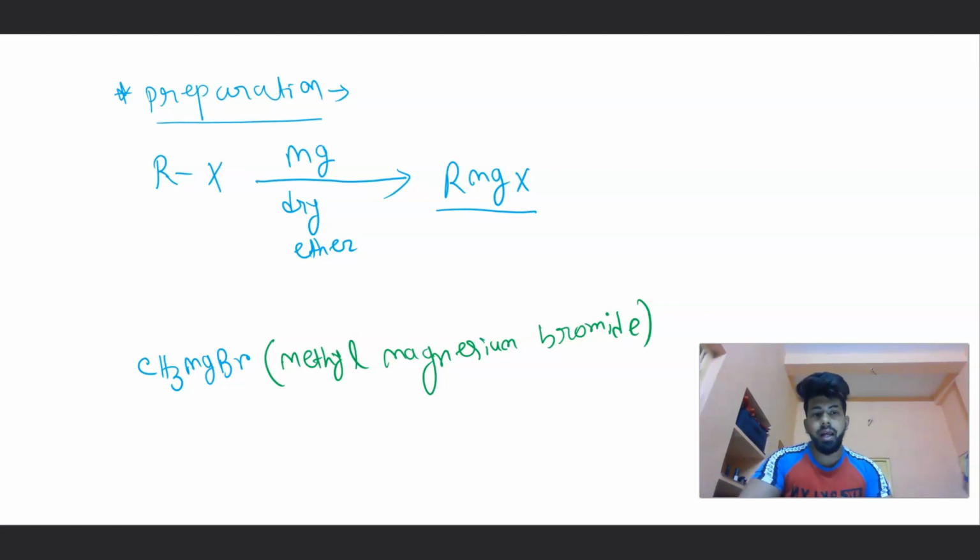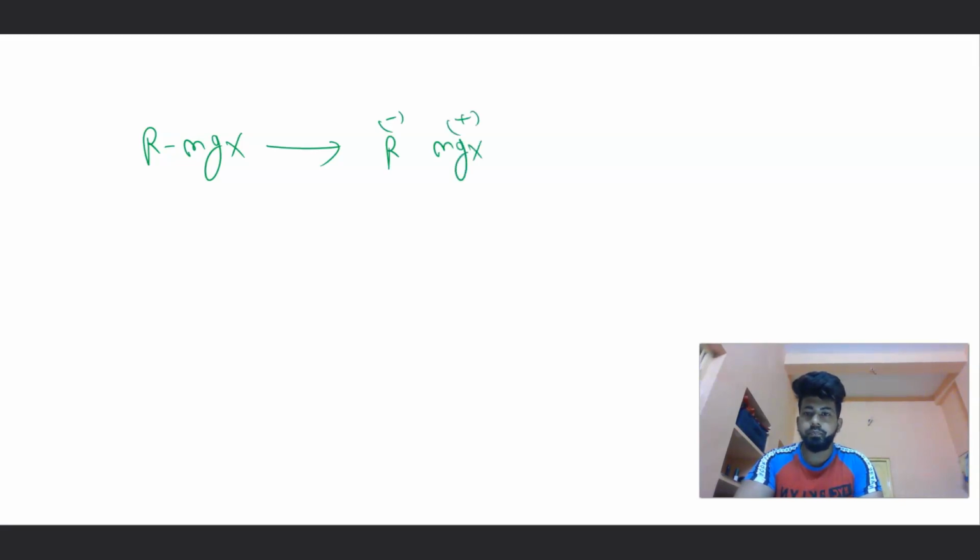Now we have to understand one more important thing, that is why it's so much important in organic chemistry. So Grignard reagent is basically highly unstable. So to understand that, let's write one Grignard reagent, that is one general term. So this is RMgX. Now when we will dissociate it, it will be dissociated into two parts. One is R minus and MgX plus. So this is RMgX, which will be dissociated into R minus and MgX plus.